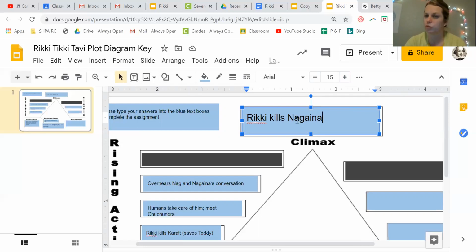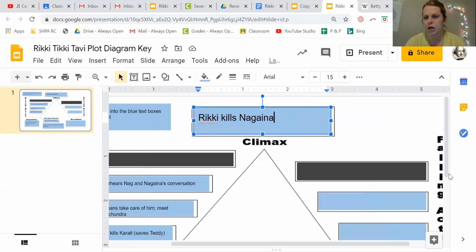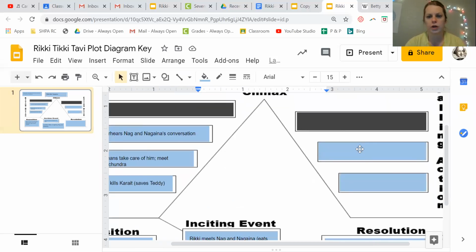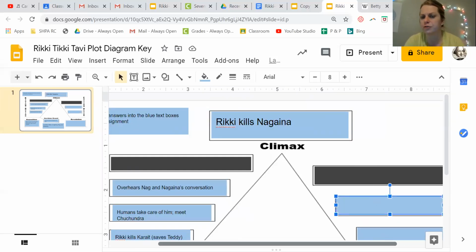That's why I said, like, Rikki killing Nag can't really be our climax, because there's still conflict. There's still something that has to be solved. So this is the turning point, because everything kind of relaxed after that. The tension is released. So you only had 2 spots, so we're going to ignore this one. And we're going to do 2 points in the falling action.